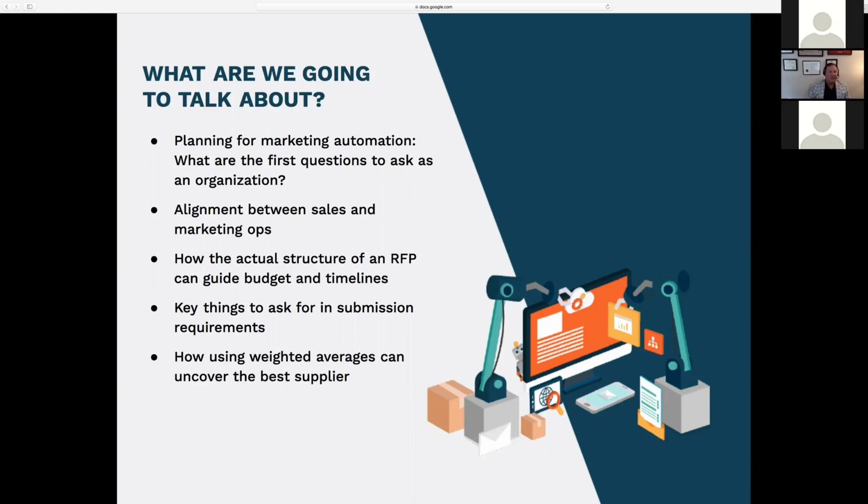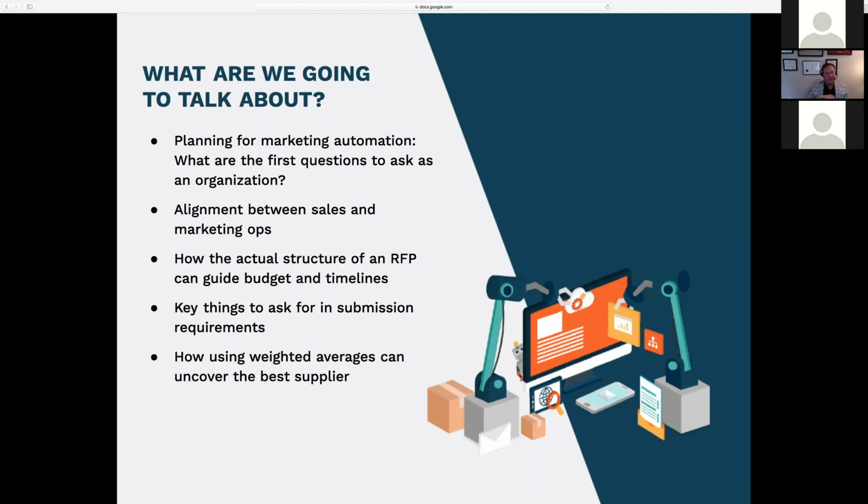So, the start would be planning for marketing automation. What are the first questions to ask as an organization? There are certain foundational questions that we think need to be covered. So we're going to start with that. Another point that we find clients kind of don't pay enough attention to in the marketing automation journey is the alignment between sales and marketing ops. So we're going to talk about that and how we can make sure that there's alignment there.